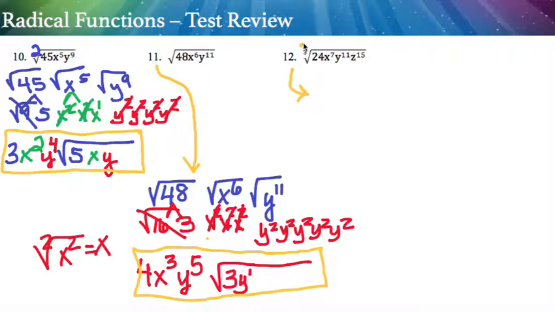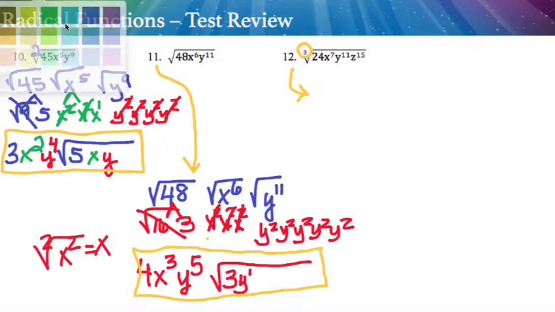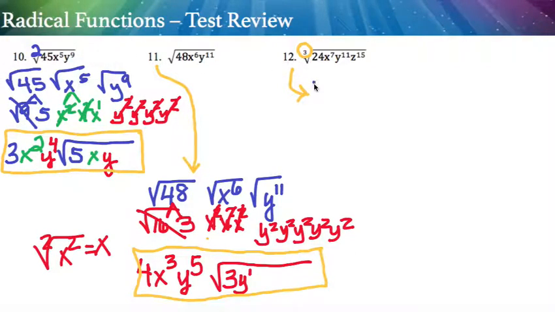Okay, so now let's switch to our cubes. Notice that we have to cube this. In other words, we're not looking for squareds anymore. We're looking for 3 of something. And again, I'm going to take this and divide it up into the 24.